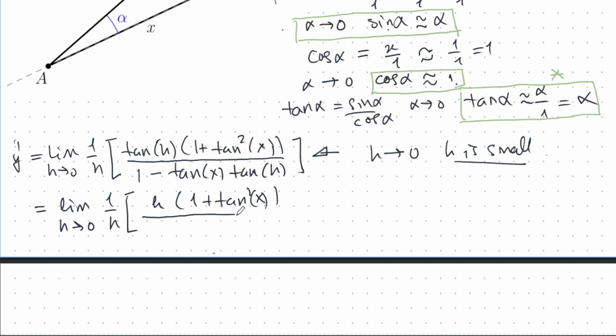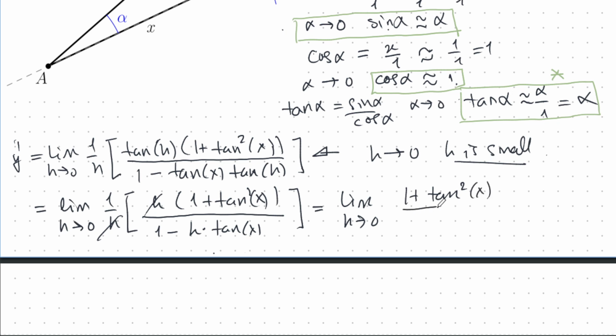Okay. And 1 minus tan x. I'll put the h in front. h times tan x. This tan h is approximately h, so that's what we get. Now I can cancel out these two infinitesimals, and I end up with this limit. Limit h goes to 0 of 1 plus tan squared x over 1 minus h dot tan x.